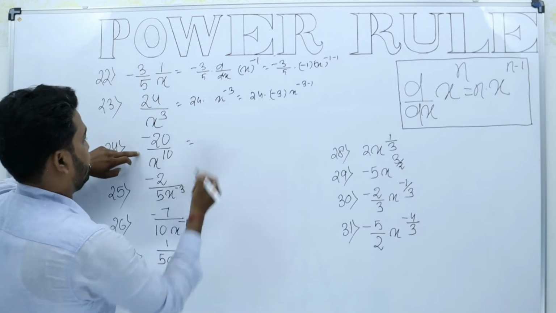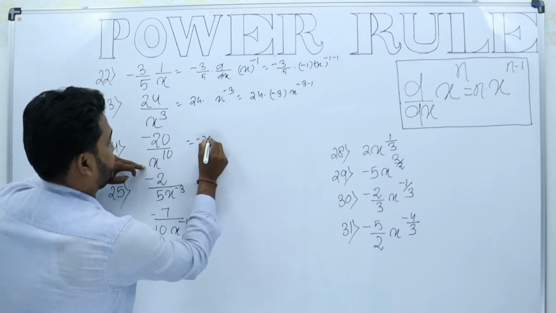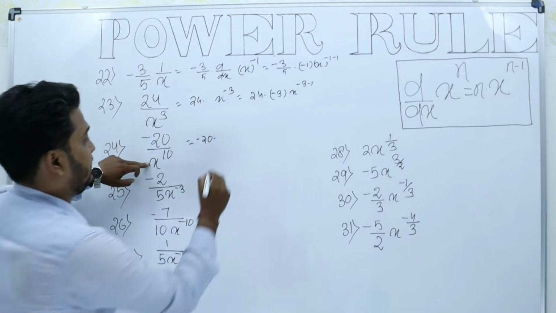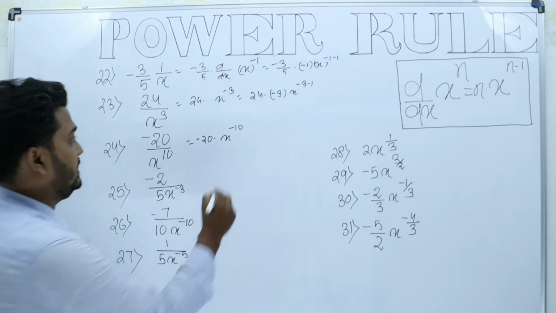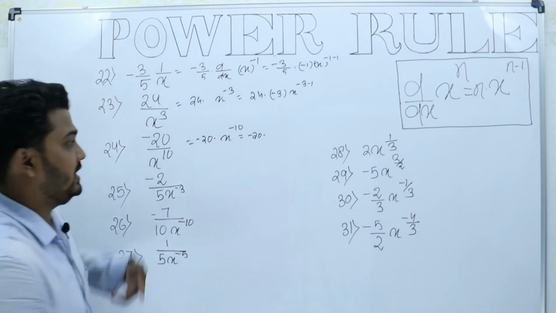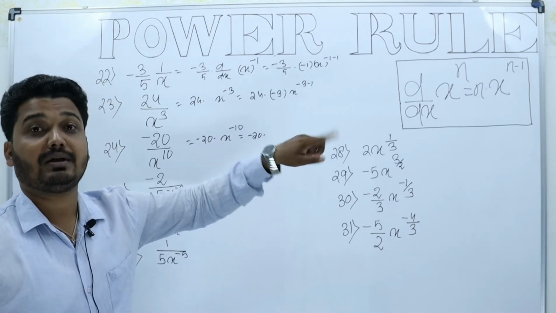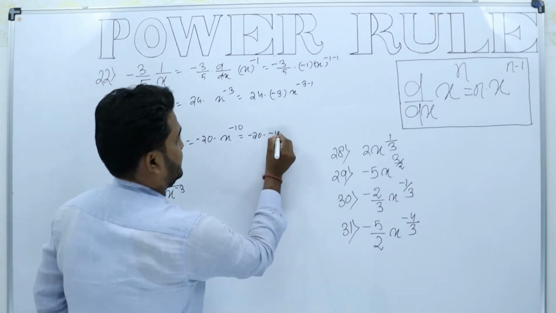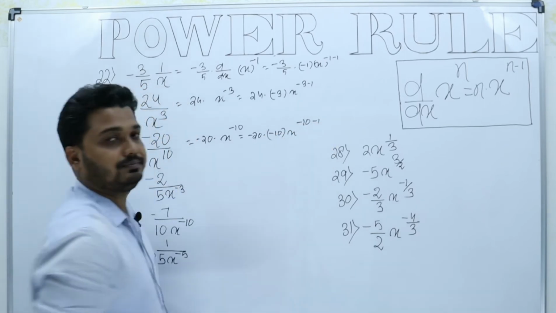It is given minus 20 by x to the power 10. Minus 20 is a constant and 1 by x to the power 10 can be written as x to the power minus 10. And in the next step this minus 20 remains same, but what about x to the power minus 10? Its power is minus 10. So in the next step it will be minus 10 x to the power minus 10 minus 1. So minus 20 into minus 10 x to the power minus 10 minus 1.